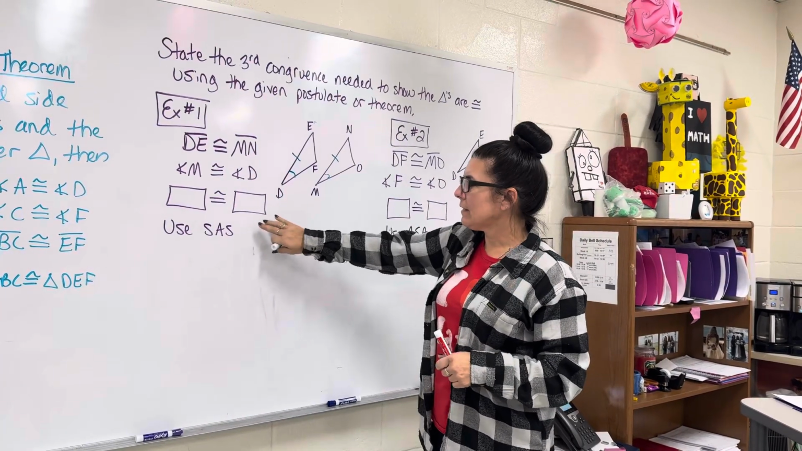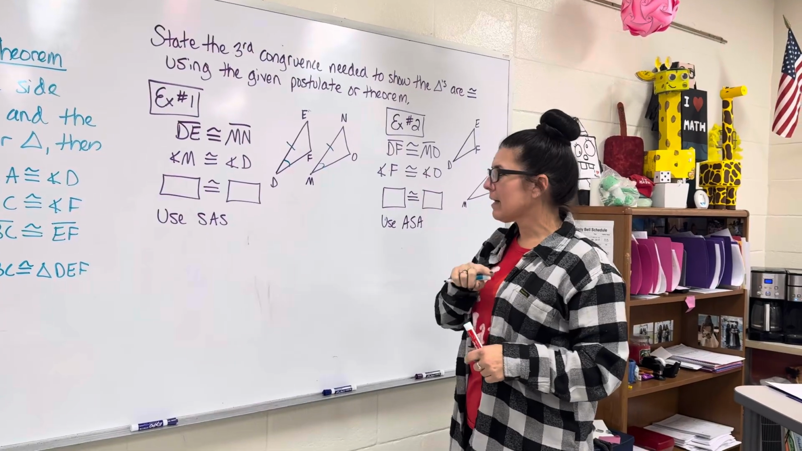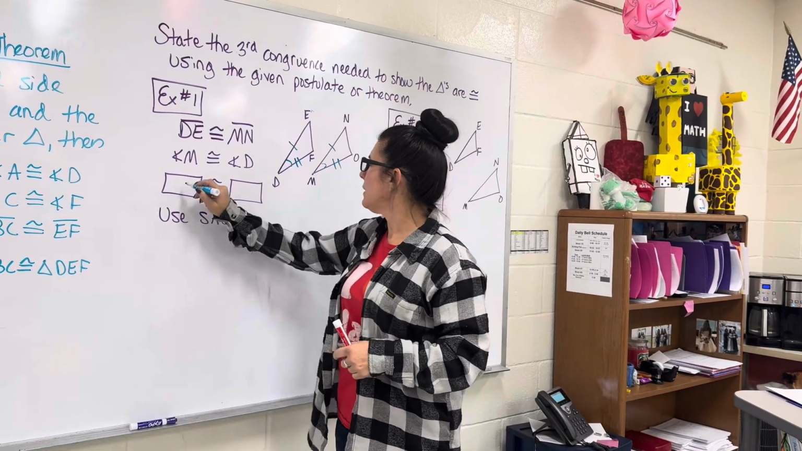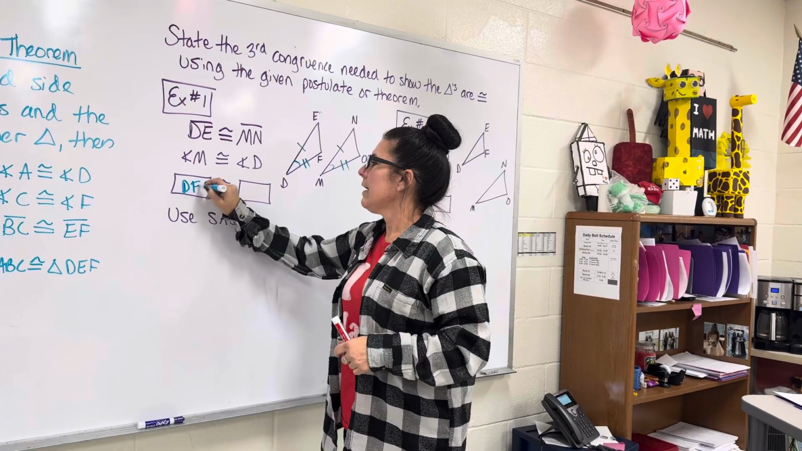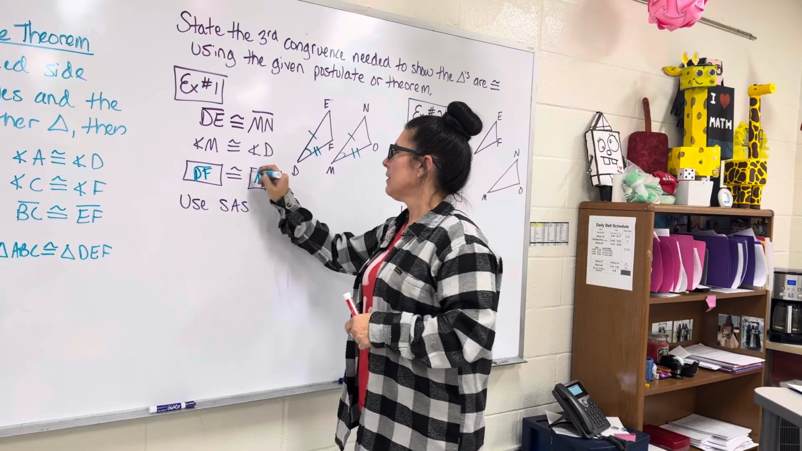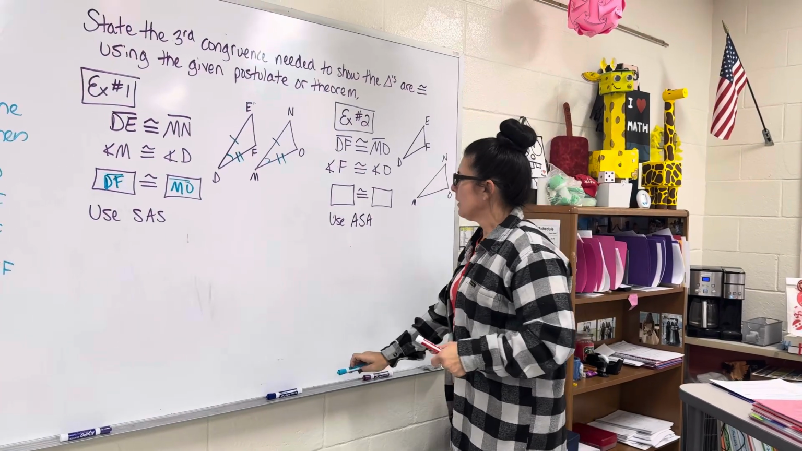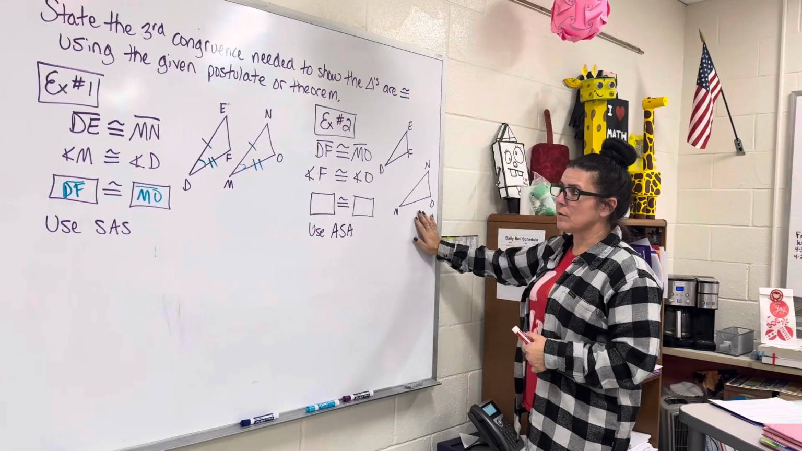Well, what's missing to do side, angle, side? This is review from last time. So what's missing is DF and MO need to be congruent. So DF and MO, that's the angle that's sandwiched between the two sides. Similar picture here, or the same picture.